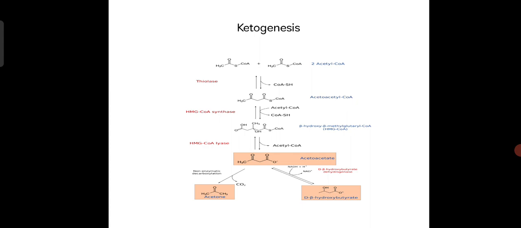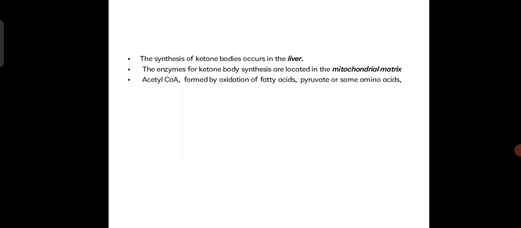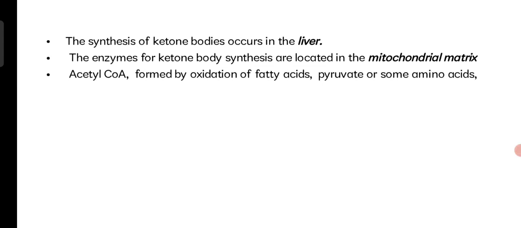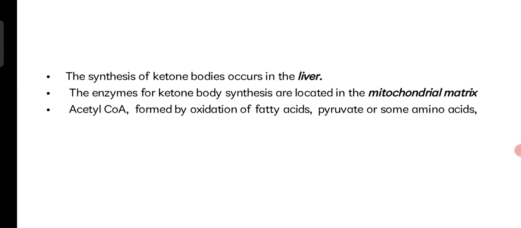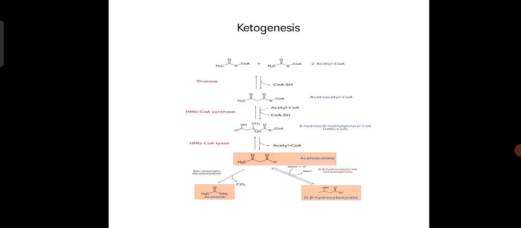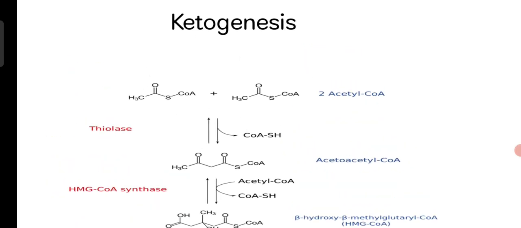Next is ketogenesis. Ketogenesis means formation of ketone bodies. In the liver, synthesis will take place. Ketone body synthesis takes place in the liver, and the enzymes for this process are located in the mitochondrial matrix. Here also we are using acetyl CoA. So let's see the cycle. We are starting with 2 acetyl CoA.